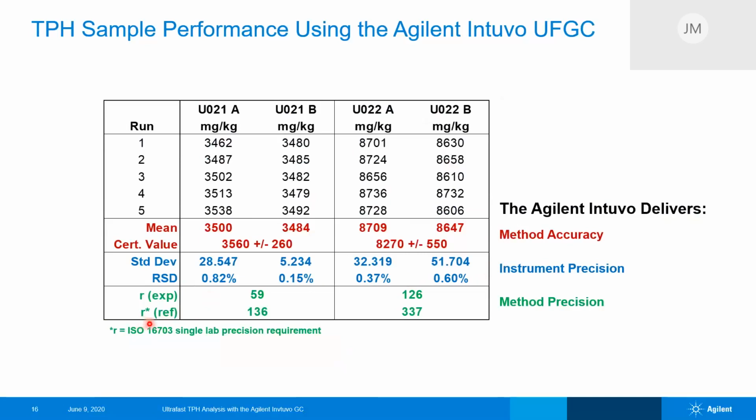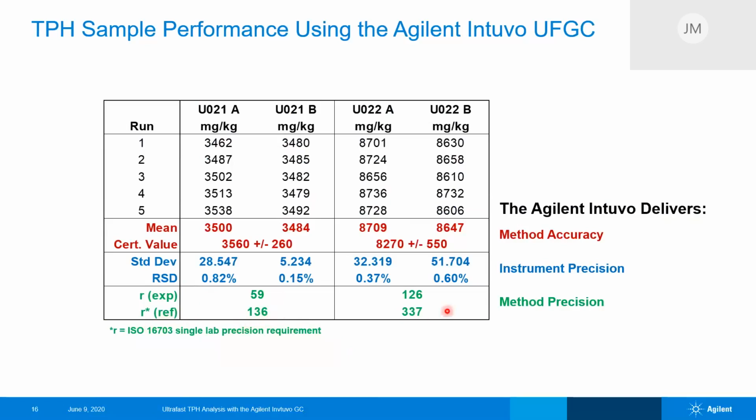And the way that you do this is you measure the difference between 2 identical analyses of the same sample, and that difference has to be less than what's published in the method. So for the soil sample, the difference between 2 sequential analyses has to be less than 136 milligrams per kilogram. If you see here, our difference on average is about 60 milligrams per kilogram. So this again is showing very high method precision.